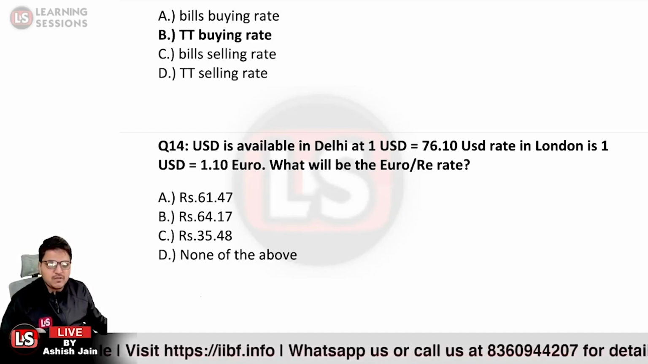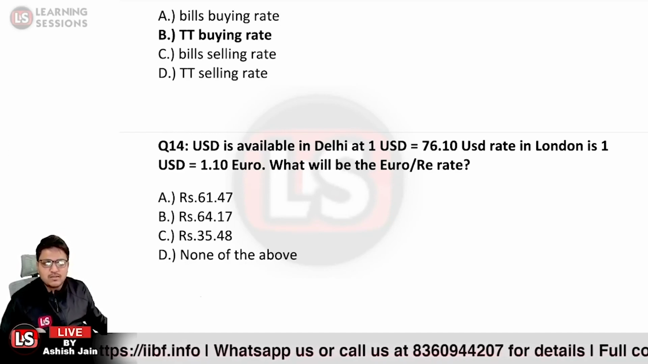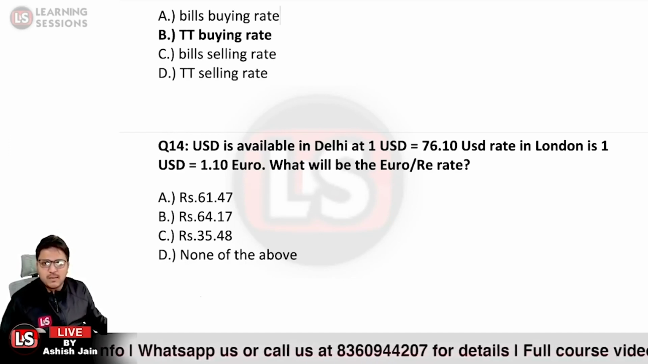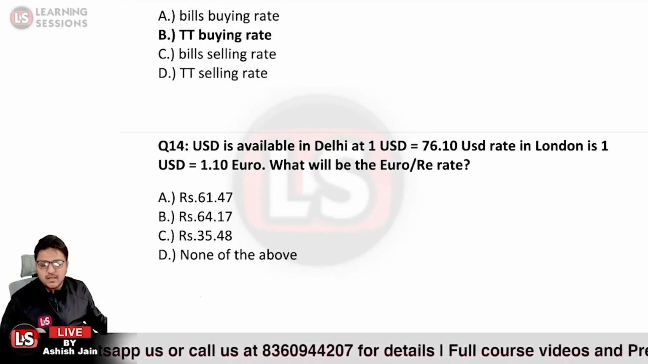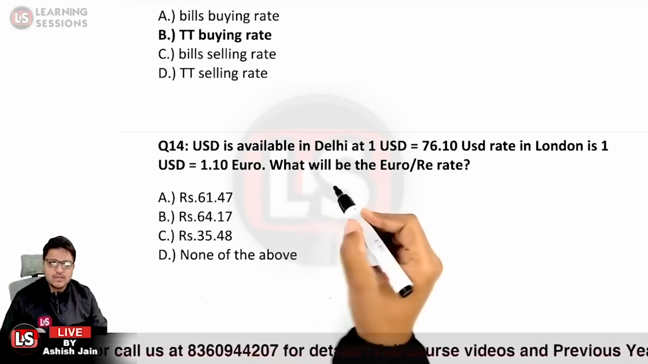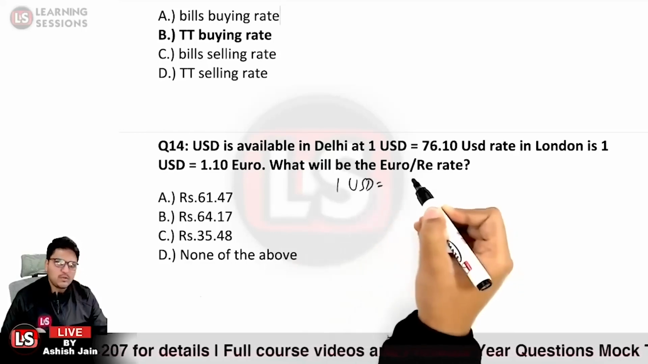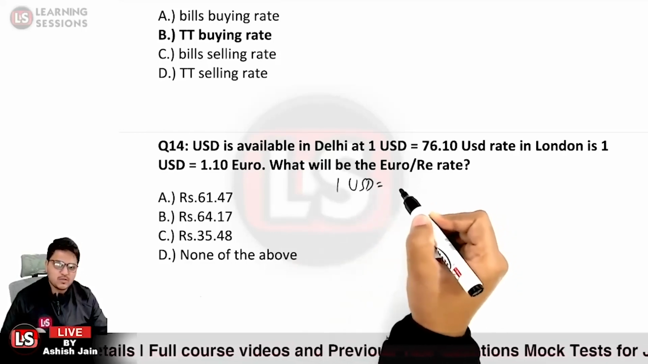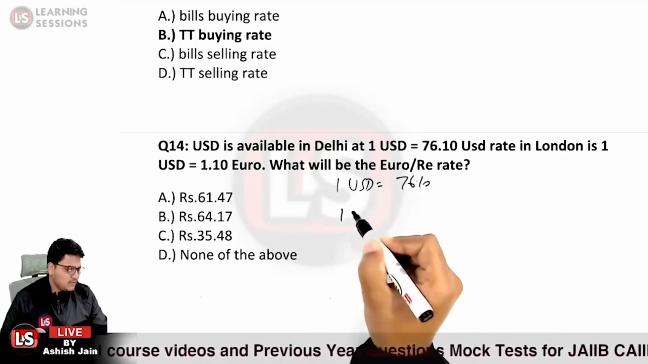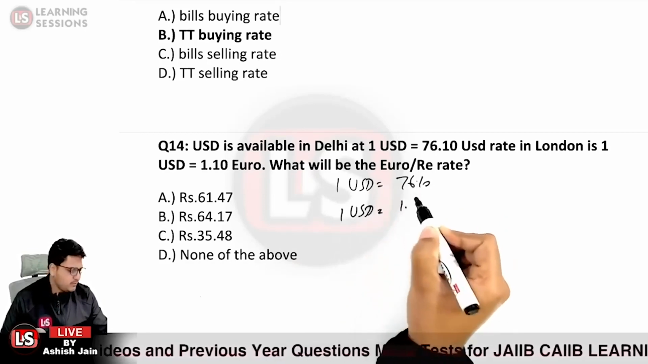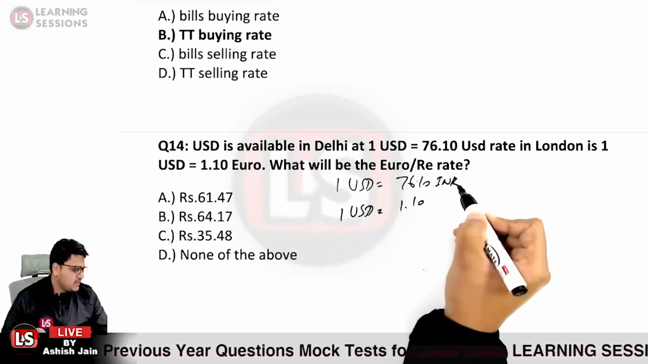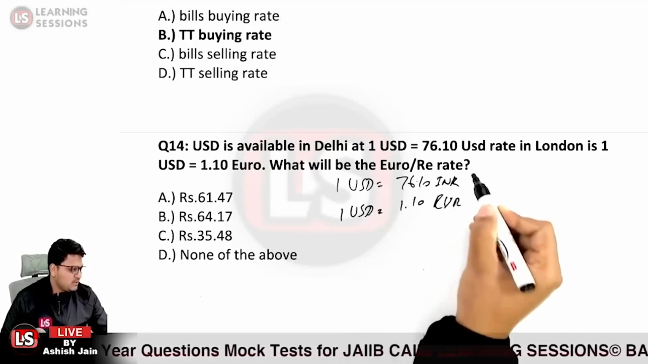So it's a simple case of the chain rule. Kindly please do answer at the earliest. So 1 USD is equal to 76.10, so simply equate the USDs over here. And 1 USD is equal to 1.10 euro. Here it is INR, over here it is euro. Simply we'll be equating these two.